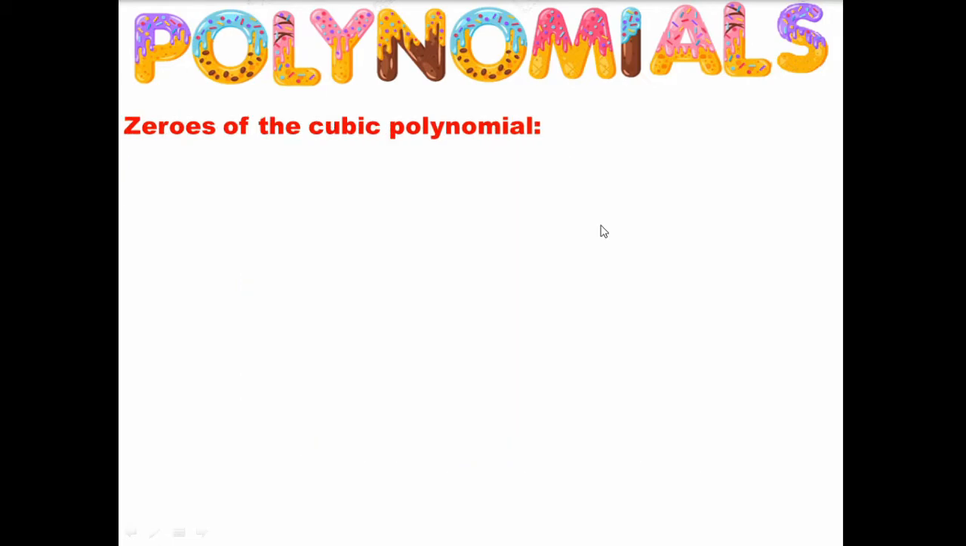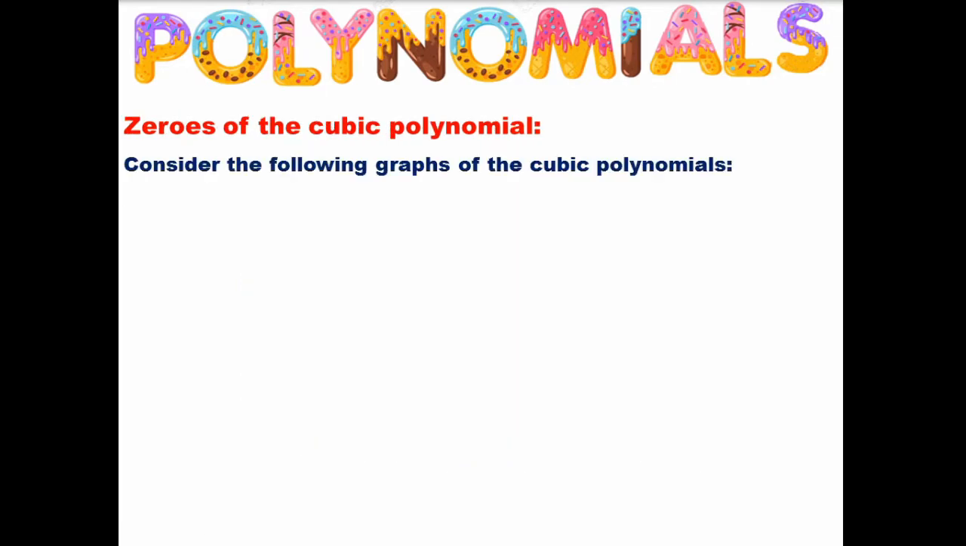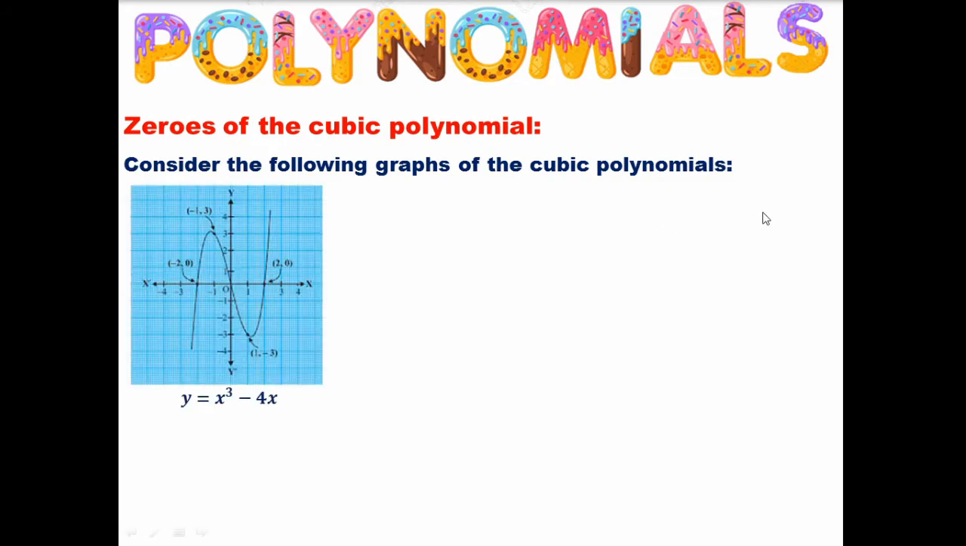Okay, now let's learn something about the zeros of a cubic polynomial. Now let's consider the following graphs of cubic polynomials. Consider the polynomial x cube minus 4x, which is a cubic polynomial, and the graph of this polynomial is this. And we see that the graph intersects the x-axis at 3 points. So I say this cubic polynomial has 3 zeros.